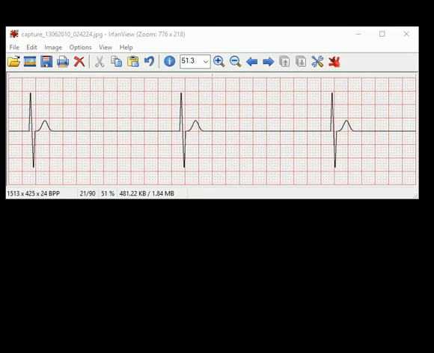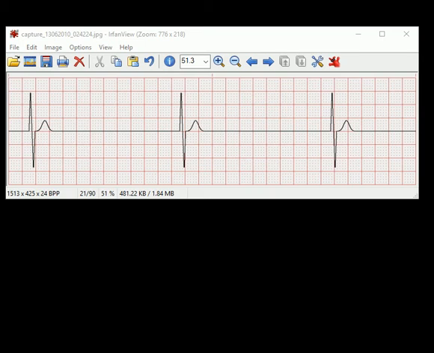Look for the P waves. If they're there, describe them. Go ahead and pause. Look for the PR ratio. Is it an equal match or something else? Go ahead and pause. Look for the PR interval. Go ahead and pause.